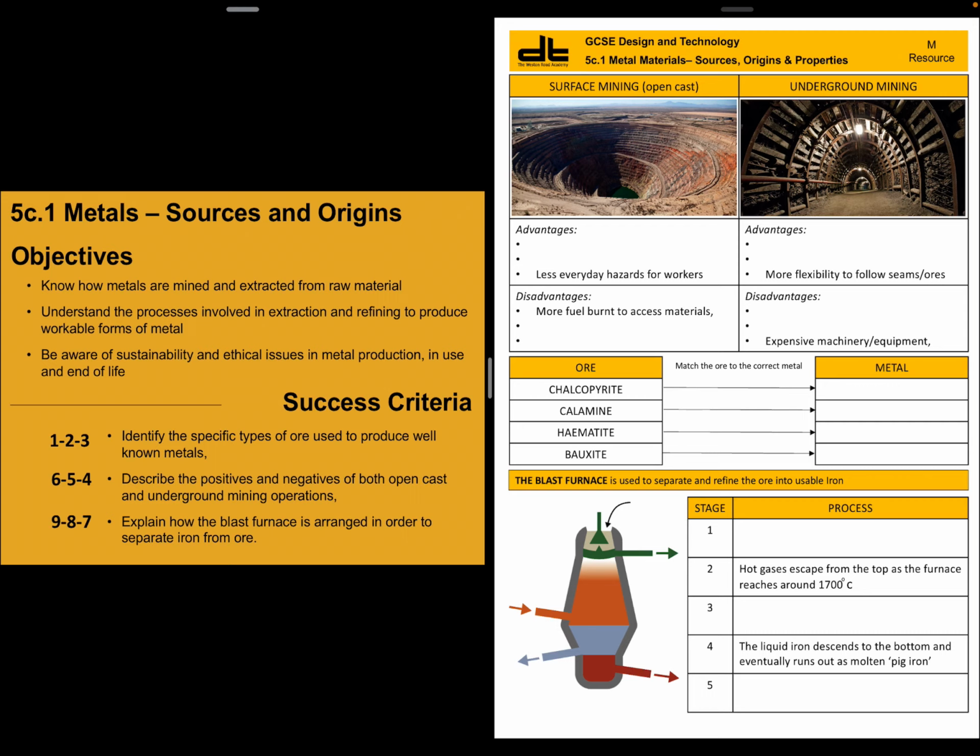Grades 1, 2 and 3 will be able to identify specific types of ore used to produce well-known metals. For your 4, 5 and 6, you'll be able to describe the positives and negatives of both the open cast and underground mining operations. And then 7, 8 and 9 will be able to explain how a blast furnace is arranged in order to separate the iron from the ore.